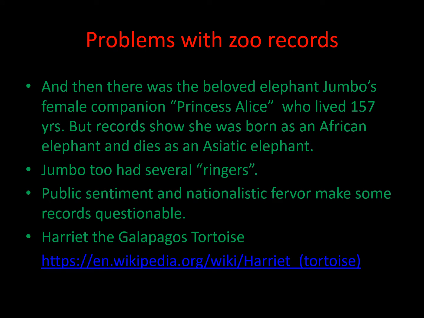Jumbo's female companion, Princess Alice, lived 157 years. The catch is, though, that sometime during her life she seems to have changed species, being born an African elephant and dying as an Asiatic elephant. And Jumbo himself had several ringers of this sort.